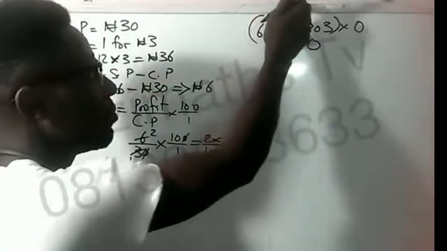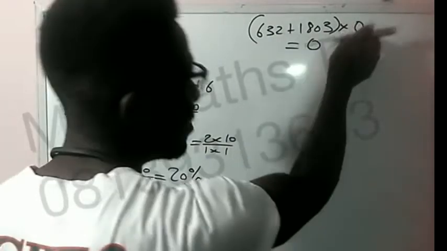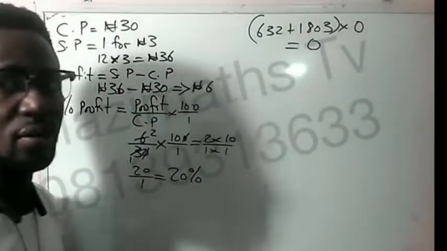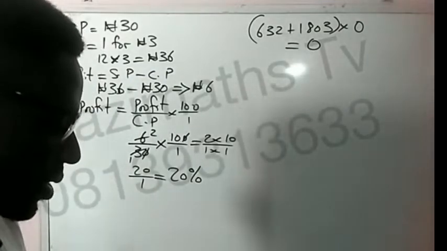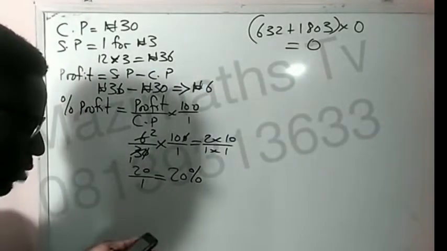Even if it is 1 million plus 3 million, the number times 0, your answer will be 0. So that is that to that one, because whatever you multiply by 0, you will get 0. Now question number 4.